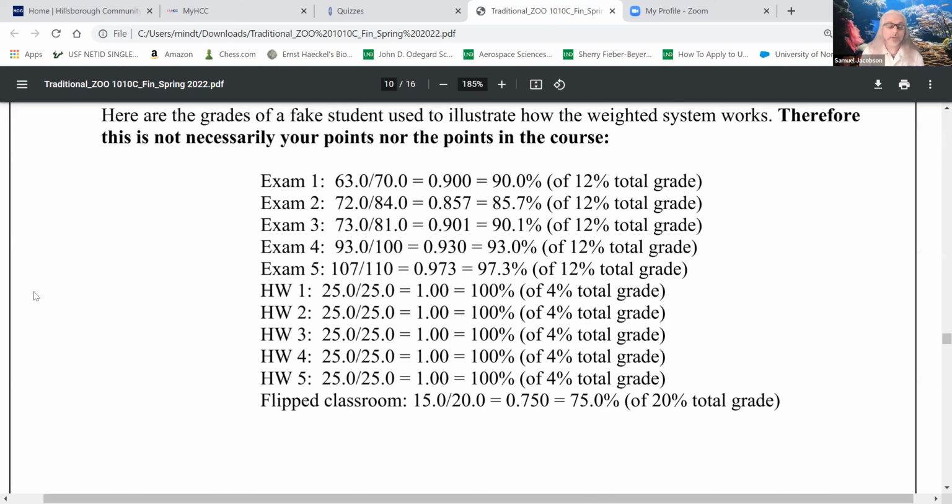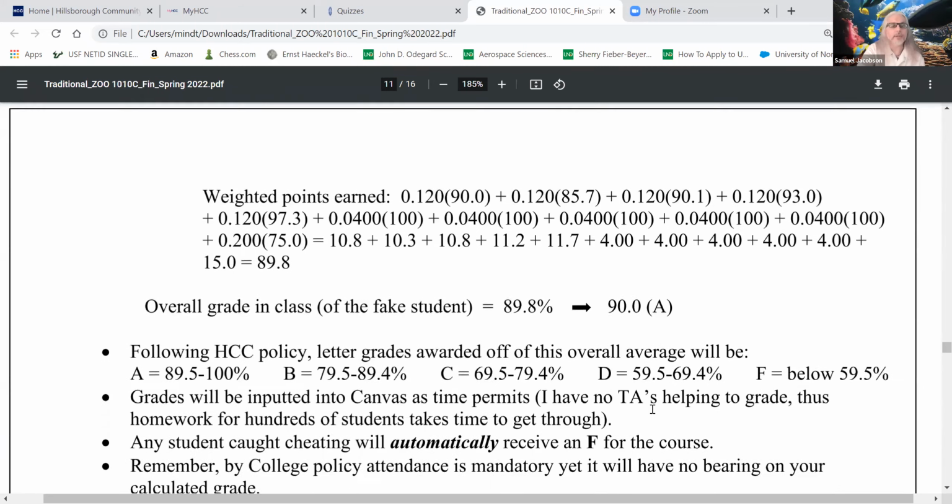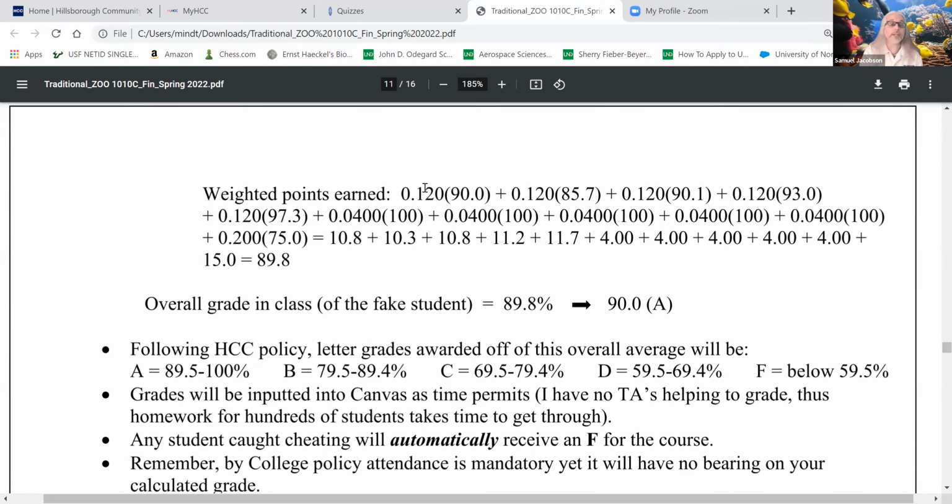If you don't get all the points, and you see the student gave it a good college try, they got all the points. And the flipped classroom system, notice they got 15 points out of 20. Maybe they forgot to give me a literature cited, or they only had one paper, not two, something like that. And so they got 75% on it, that's 20% of the grade. And therefore, if you do this, you can see, for the first test, they got a 90% on it, that's 12% of the grade. Second test, they got 85.7% on it, that's 12% of the grade, and so forth.